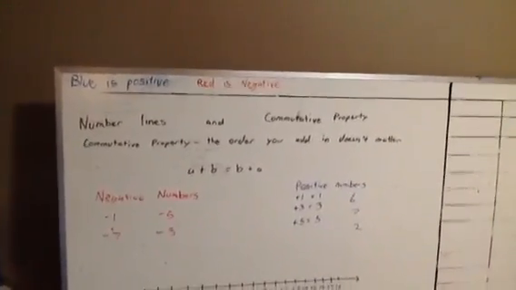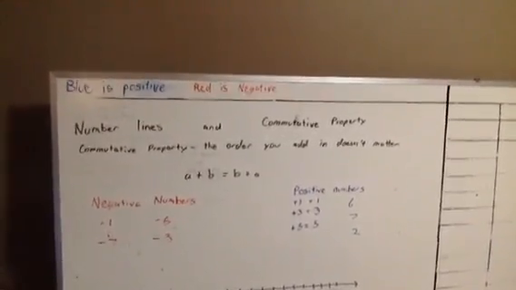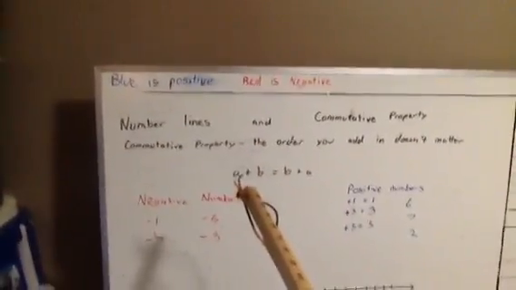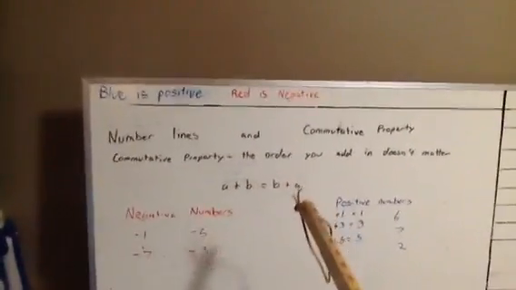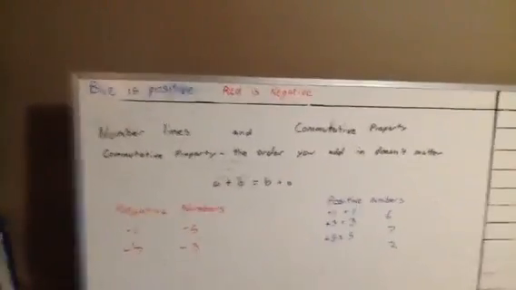The commutative property pretty much says when you add something, the order you add it in doesn't matter. So, as you see on the board, I have A plus B equals B plus A. They equal the same thing.